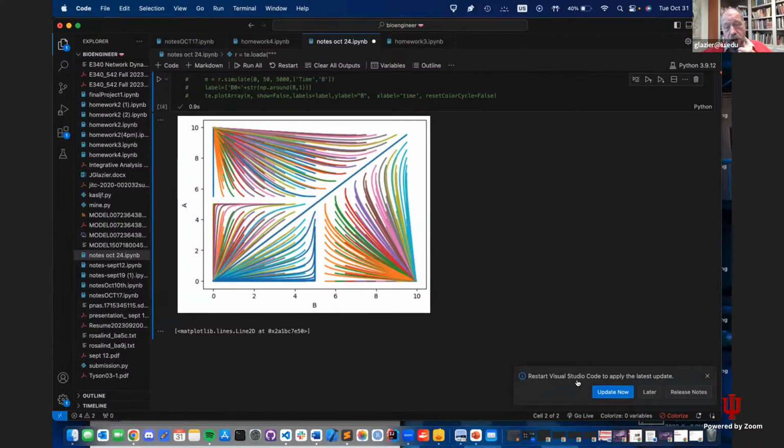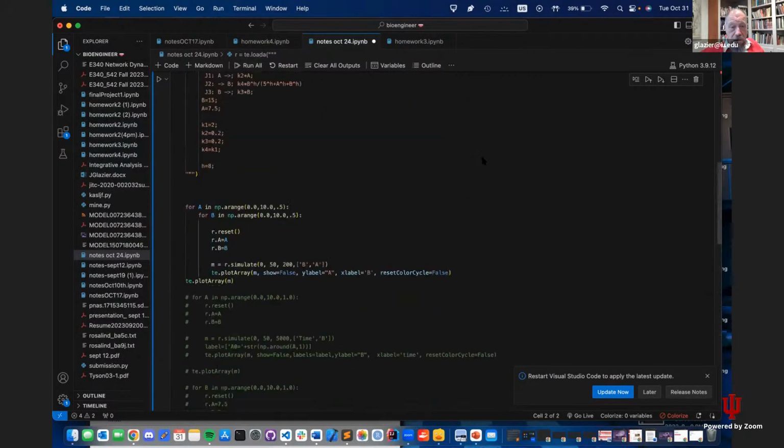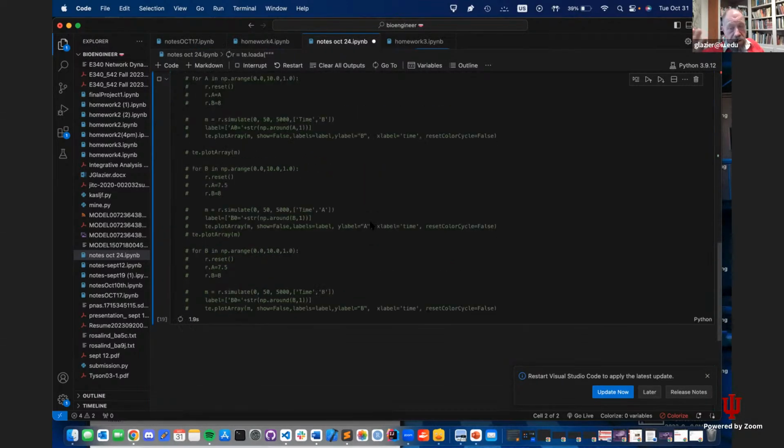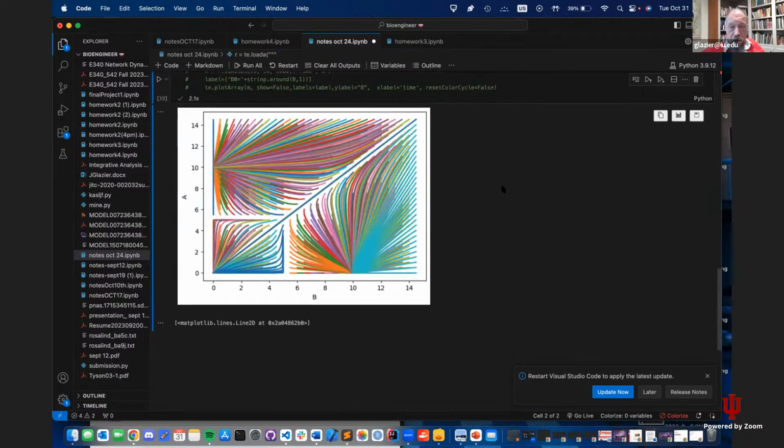Can you figure out which is the start and which is the finish of each line? Yeah, this is the finish, this is the finish, this is the finish. Now one other thing that might be useful: your initial values are between 0 and 10. Why don't you go up to 15 so that you can see things go a little further? Because you're cutting your plot off where something's happening. So let's extend it. There you go. That's nice.